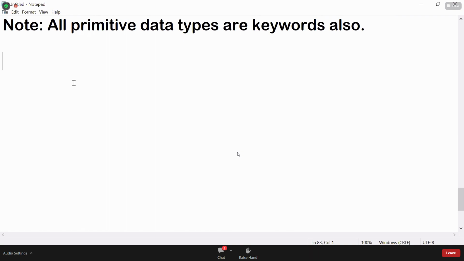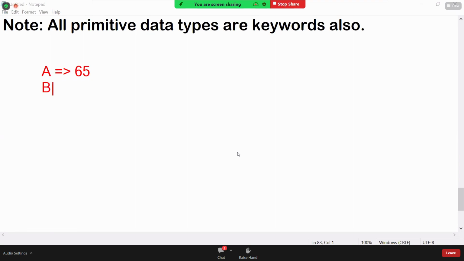The range is 0 to 65,535. Here, if you write a character, suppose you write capital A, that number is 65.